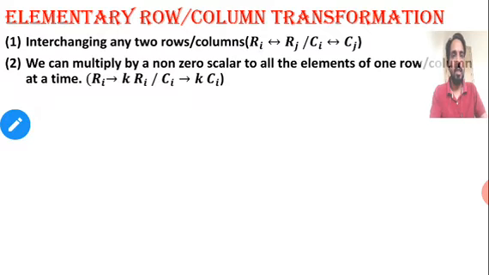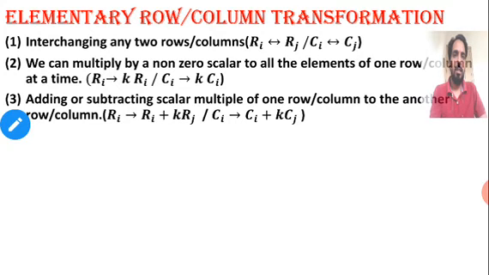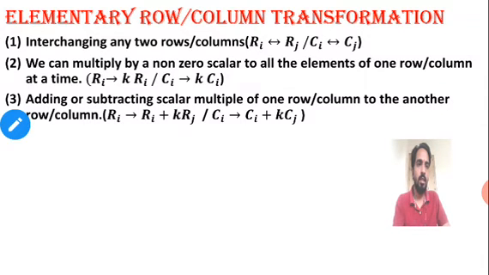Next, we can multiply all the elements of one row by a non-zero scalar, or any one column by any non-zero constant. And the third one is adding or subtracting a scalar multiple of one row or column to another row or column. These three operations regarding rows and columns we saw in the last video, and we did one problem of finding the inverse of a matrix of order 2 by 2.